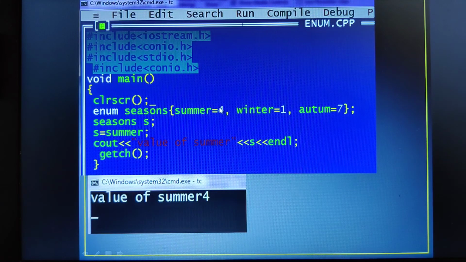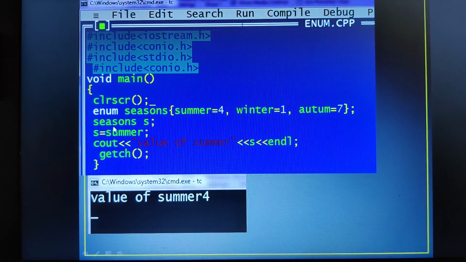Here I have explicitly mentioned the values. Summer should hold the value 4, winter should hold the value 1, and autumn should hold the value 7. If I had not given the explicit values, summer would hold 0, winter would hold 1, and autumn would hold 2.